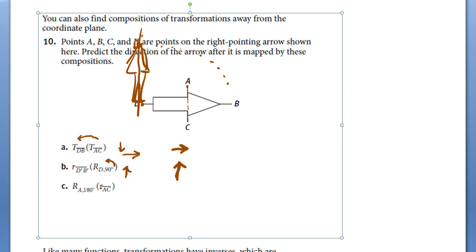Next, reflect across segment AC. What's that going to do to that arrow? It's going to flip it and make it look like that. Then do a 180-degree rotation around point A. Take that arrow, and point A is just right up above it, right? And rotate that thing around 180 degrees. What's going to happen to the direction that it points? It's going to point to the right.